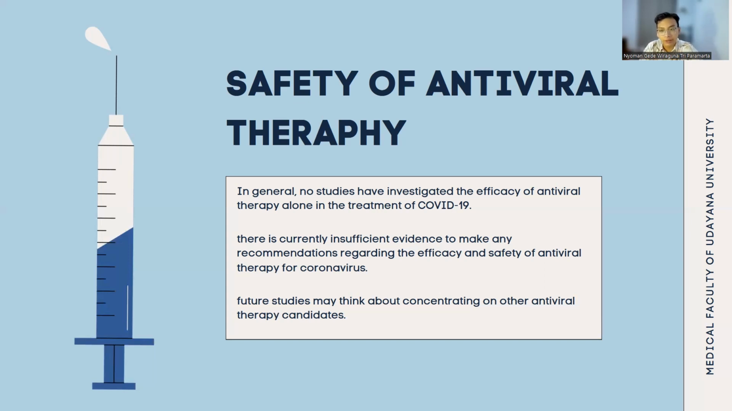Because there aren't enough well-designed prospective trials or observational studies, there is currently insufficient evidence to make any recommendations regarding the efficacy and safety of antiviral therapy for coronavirus. However, it is evident that the current body of evidence is significantly biased in favor of ribavirin, which has not demonstrated solid proof of benefit and may result in detrimental adverse events. Therefore, future studies may think about concentrating on other antiviral therapy candidates.